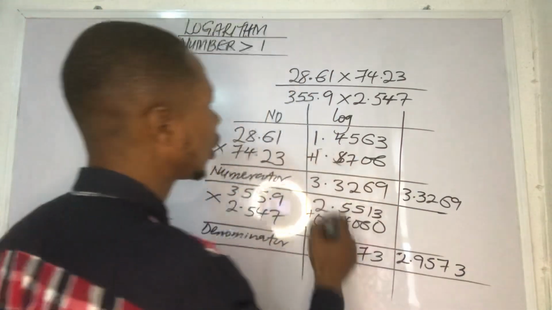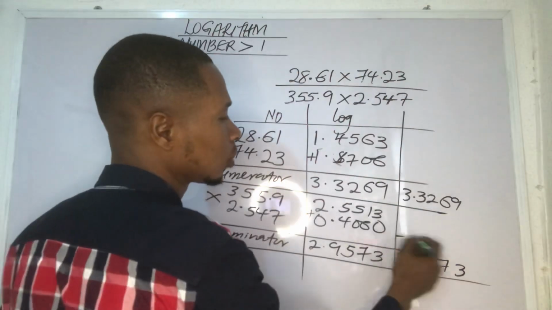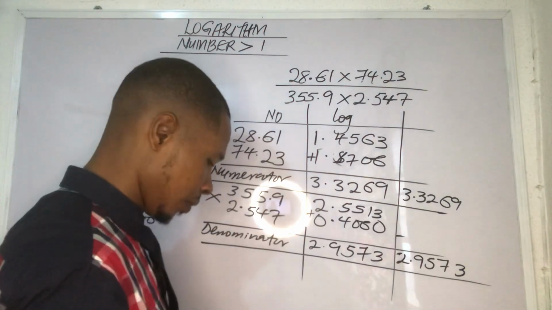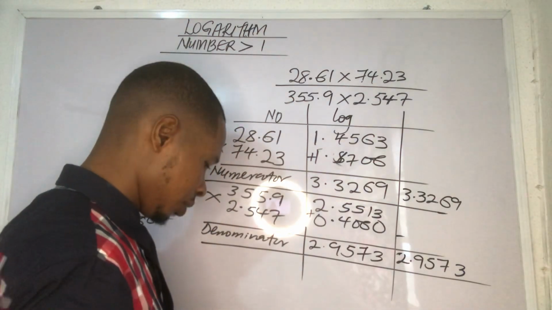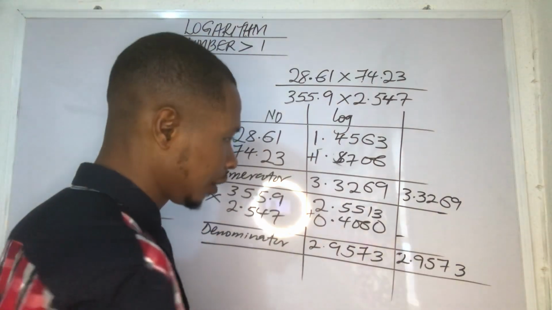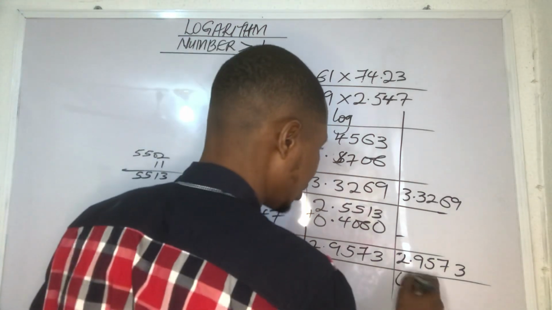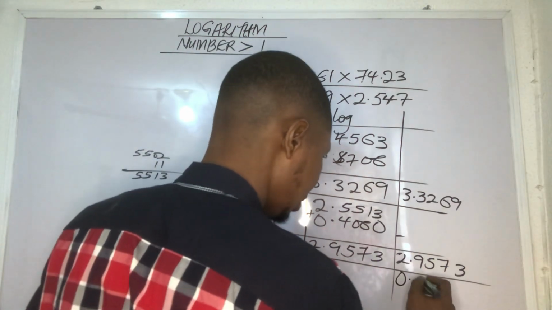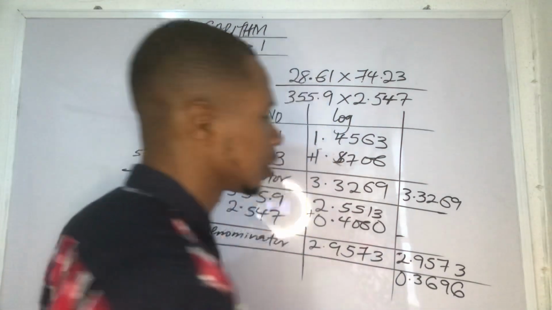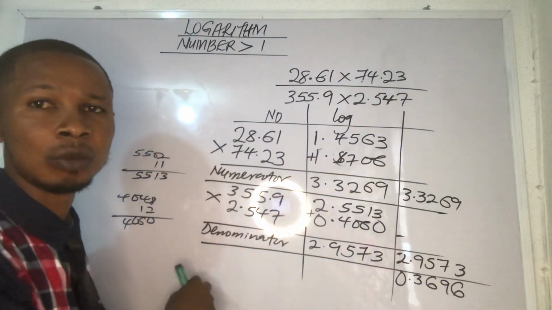Now, since between this numerator and denominator, this line makes division, I will subtract their logs here. So I will have 3.3269 minus 2.9573. And that will give me 0.3696.